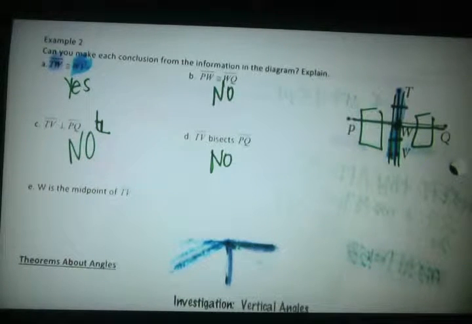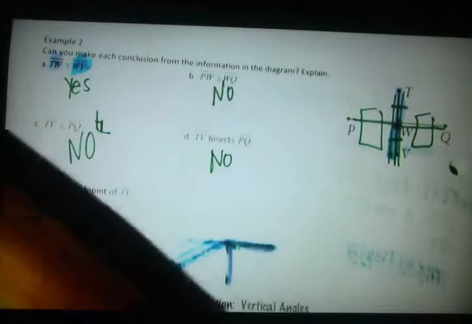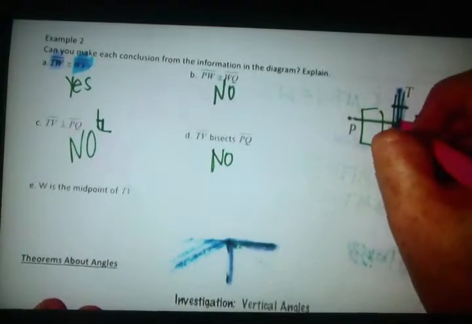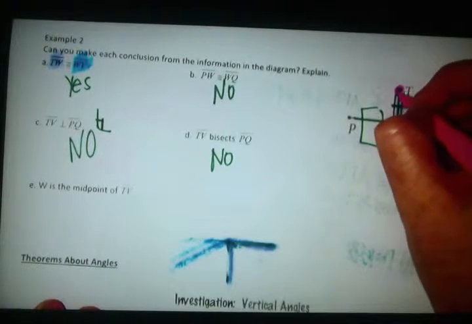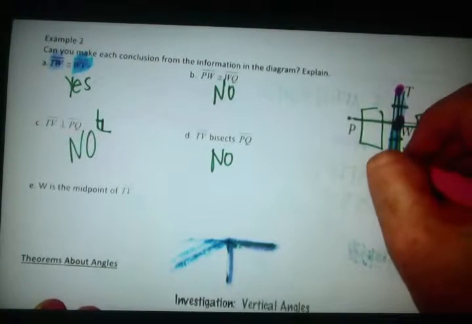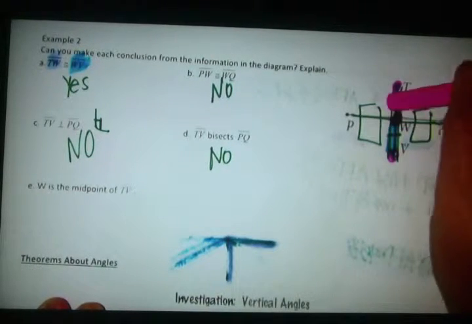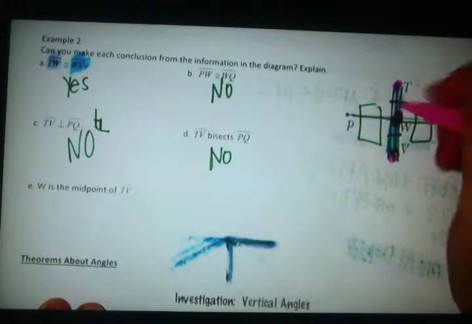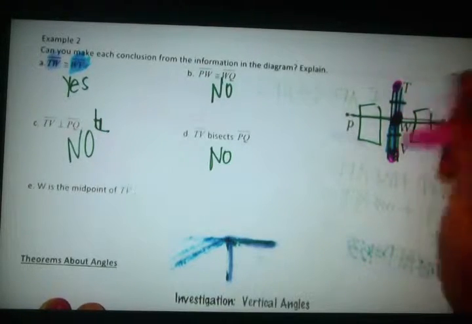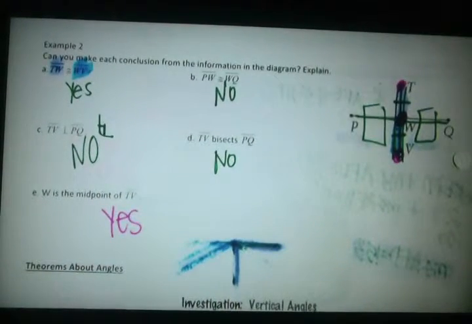Okay, but E, let's look at that. W is the midpoint of TB. W is the midpoint of TB. Here's T, there's B, and I already circled W, okay? If it was the midpoint, that means on either side of W, the segments are the same. They're congruent, yes. TW is congruent to WB based on the markings, so we can say yes. So by this, I can conclude that for sure. Okay?